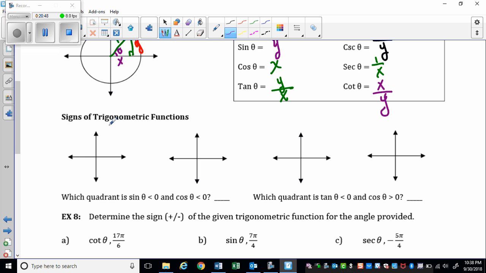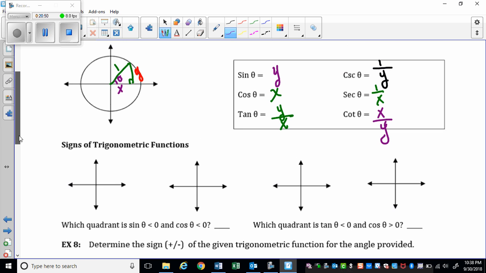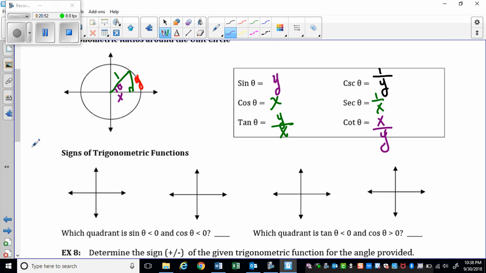This is the signs of the trigonometric functions. What they mean is, in what quadrant are they positive? So let's do cosine first, since that's our x values. And this is going to be the same as secant. They're going to have the same signs. They're just reciprocals. When cosine's positive, secant will be positive. When cosine's negative, secant will be negative.